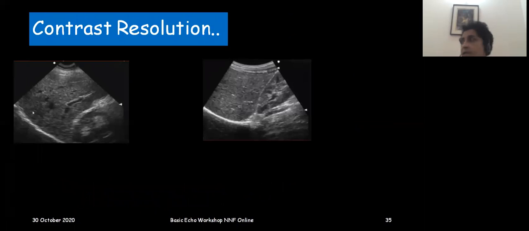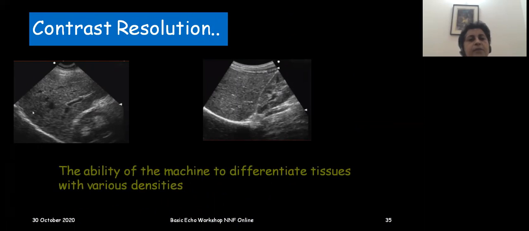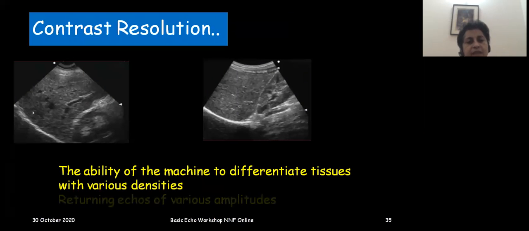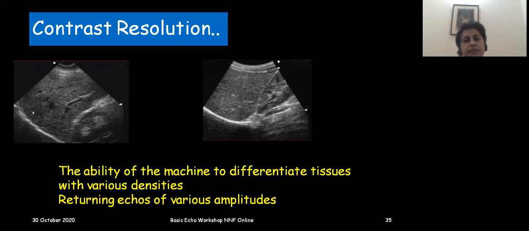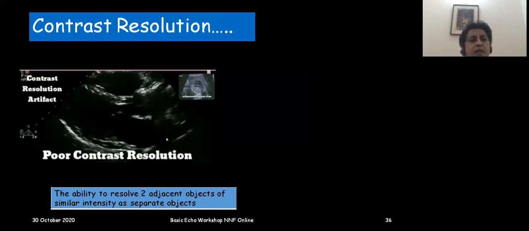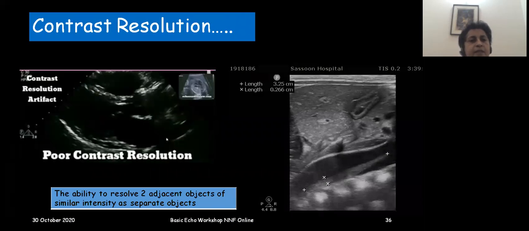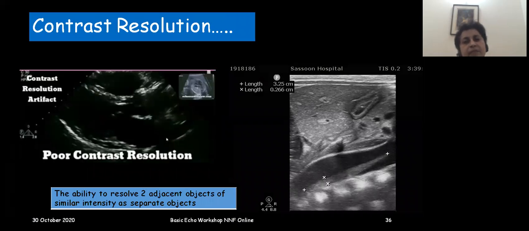Now the next is contrast resolution. What does contrast resolution mean? I should be able to see different tissues with different shades of gray. So the ability of a machine to differentiate tissues with various densities is what is contrast resolution. And different shades of gray tell me what are the different tissues. Now the example to this is here. The image on the left is poor contrast resolution. Everything seems black, but in the image on the right, you can see how many shades of gray there are.